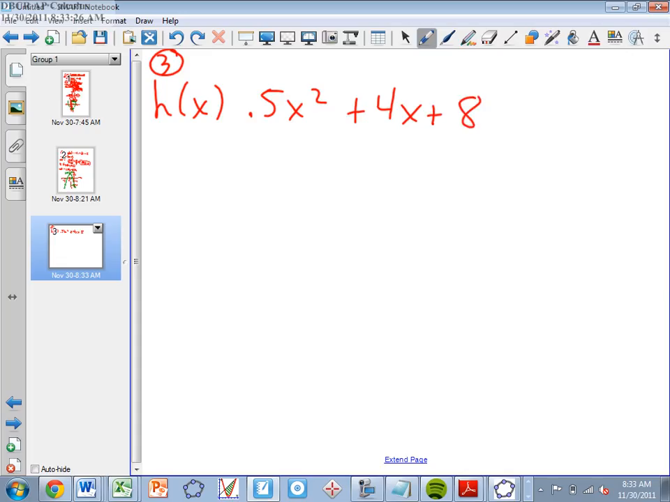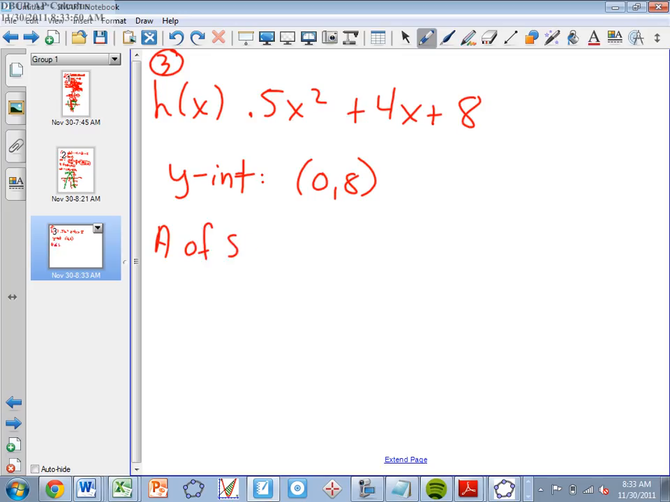Okay. Quickly, what do we know? Who knows what? Very good. Right away, please. No work needed when it's in standard form. The y-intercept is at 0, 8. Very good. Anybody got the axis for me? Daniel? Negative 4 over 1. Very good.